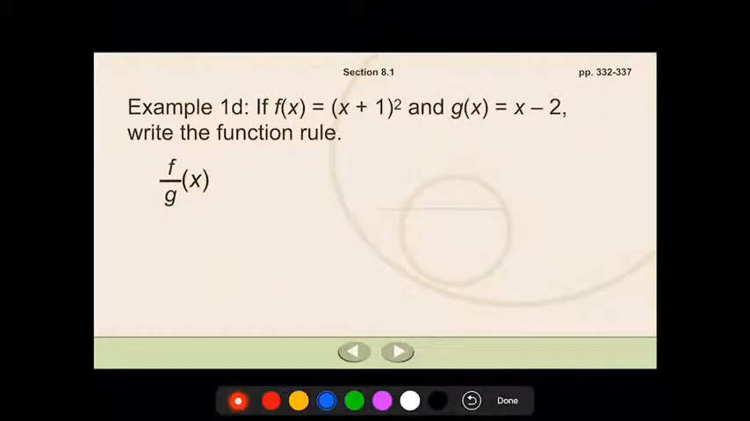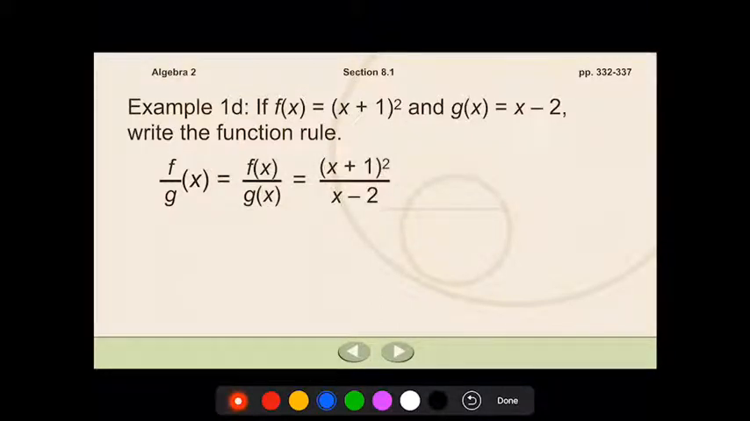Finally, we have the division component. You literally take the f of x function and divide it by the g of x function. So go ahead and multiply this out. This basically is simplified. You can't simplify it because you can't cancel anything out.